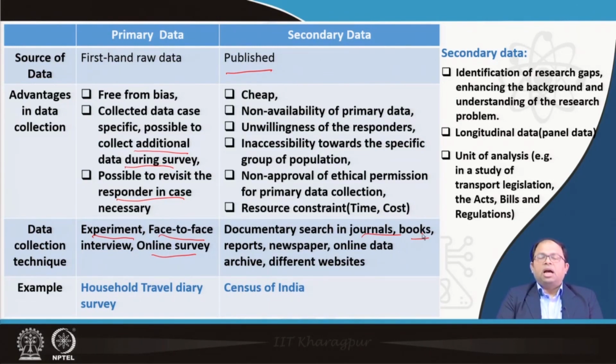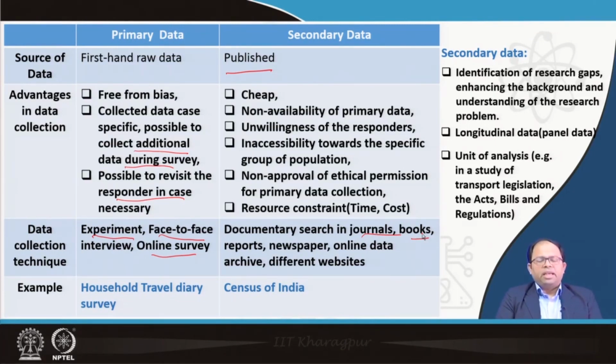Sometimes respondents are unwilling to give us data, or sometimes the situation is such that we don't have access to a particular population, or we don't get permission because of ethical reasons, or ethical permissions are not always available based on the situation at that point of time. Or primarily due to resource constraints, that is time and cost or money, people usually use secondary data instead of primary data.